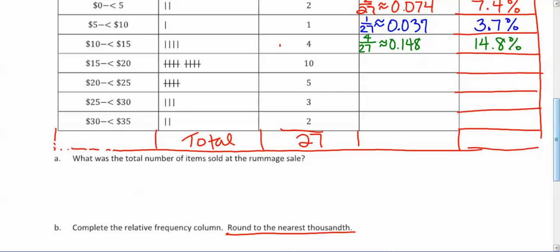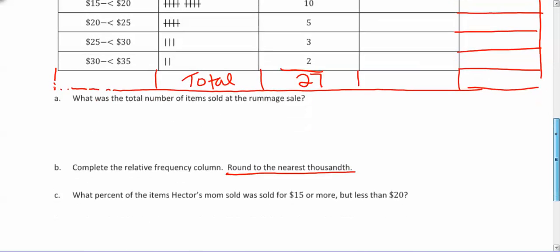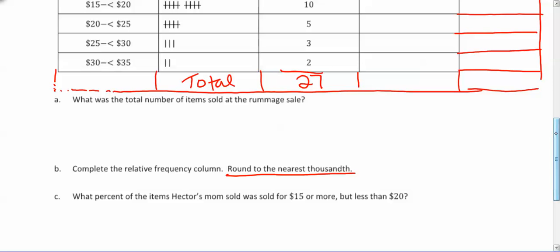What was the total number of items sold at the rummage sale? So I did that with you. I'll let you answer that on your paper. And then complete the table, so you have some more to do on your own. And it says, what percent of the items Hector's mom sold was sold for $15 or more, but less than 20? So you got to look for that interval. What was 15 to less than 20? All right, and figure out that as a percentage.